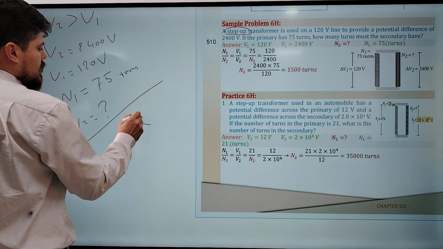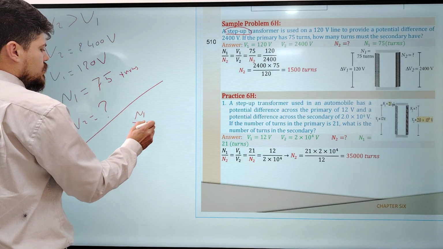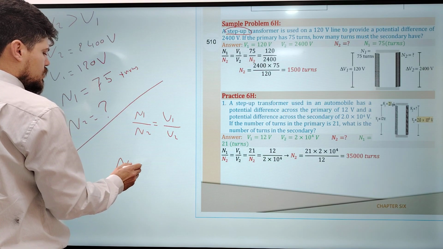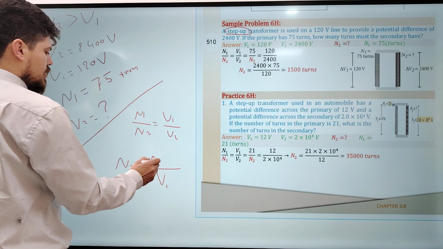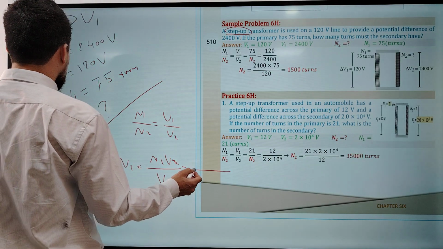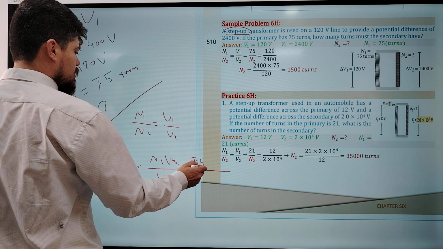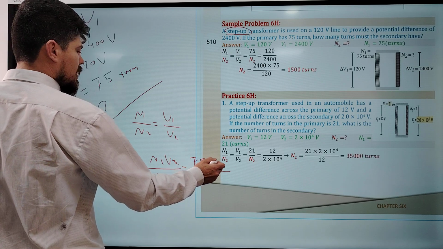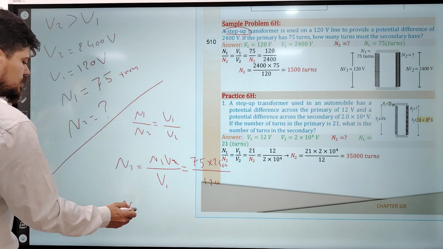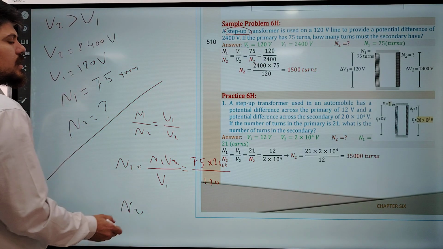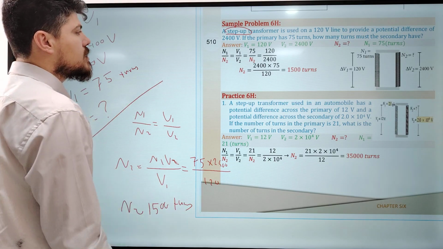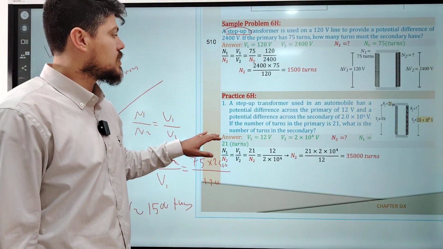N1 over N2 is equal to V1 over V2. To rearrange the equation for N2, we have N1 times V2 divided by V1, which is 75 times 2400 divided by 120. N2 must be bigger than N1 and is equal to 1500 turns. This is sample problem 6H.